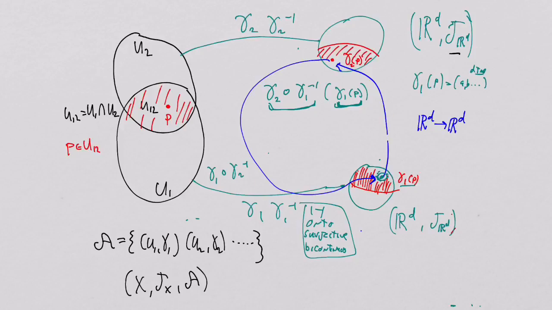And these transition functions are now RD to RD, so we can now start talking about taking their derivatives. And that's the big deal here. Because what do we know about these?